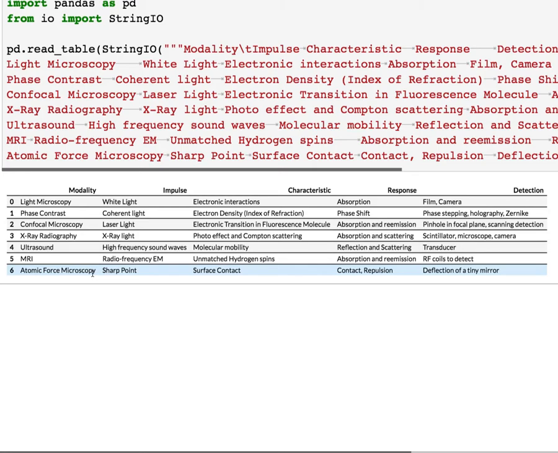And then sort of the most extreme on the scale is atomic force microscopy, where your impulse is a sharp point. Your characteristic is the interaction of this sharp point with the surface, so how the surface interaction looks. The response is either contact or repulsion, so how much this point is being pushed around. And the detection is then deflection of a tiny mirror, which is ultimately measured by looking at how a laser spot moves on a detector. And so all of these are images, but they're investigating different things and they're collected in slightly different ways.